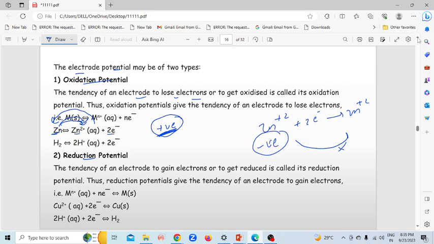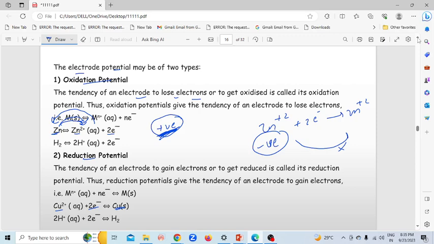So any reaction which has a positive potential of oxidation will have a negative potential of reduction. It should be clear. Similarly, copper taking 2 electrons and converting to copper metal. The tendency of a species to gain electrons, to get reduced, is called its reduction potential.